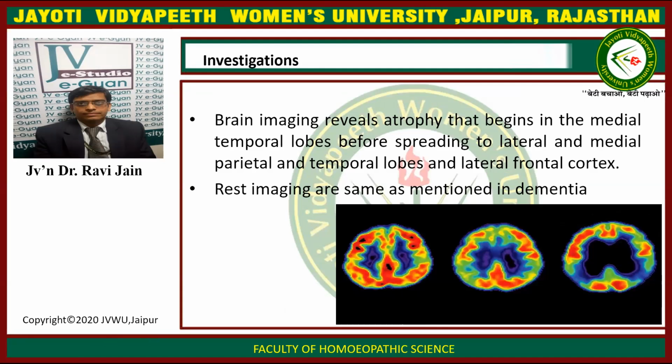Investigations. What are the different investigations that are needed in cases of Alzheimer's disease? We have to perform brain imaging, which reveals that atrophy begins in the medial temporal lobes before spreading to the lateral and medial parietal temporal lobes and lateral frontal cortex. The rest of the imaging is the same as mentioned in dementia.